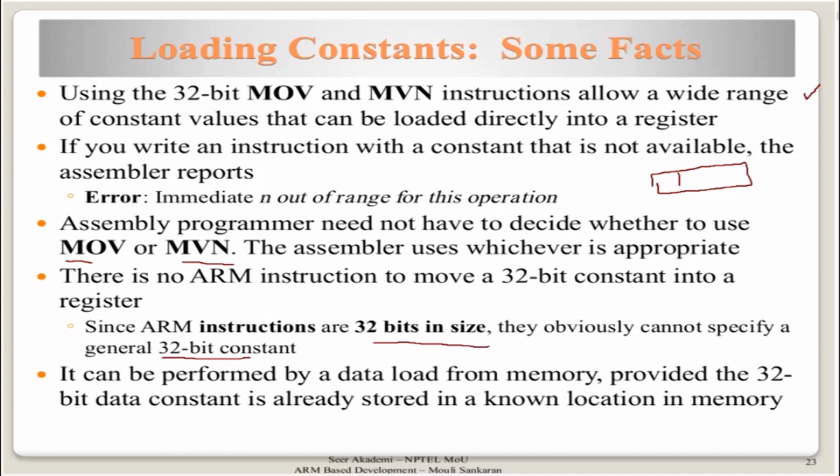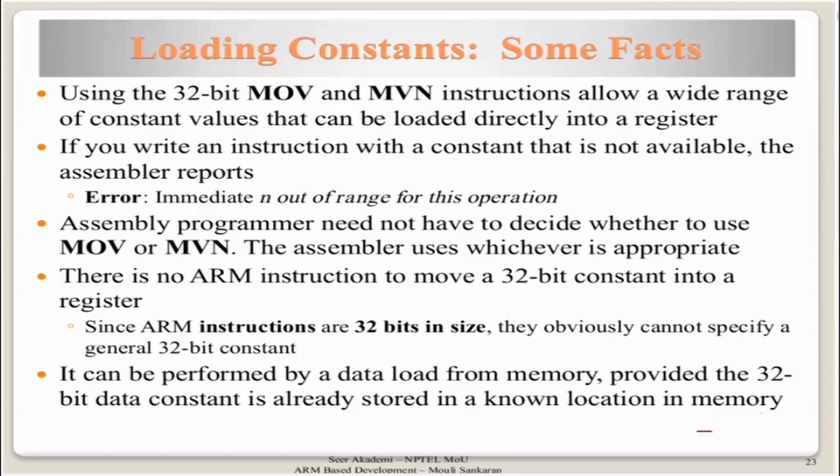Or it could also do one more thing: it can save the 32-bit constant in memory. Suppose you are interested in copying 0x12345. If you say MOV, it cannot be expressed as a move, so it will reserve some location in memory, put that value there, and then do a load register. LDR means it will copy from this memory location to the register. So it can do a memory transfer to perform the same job.